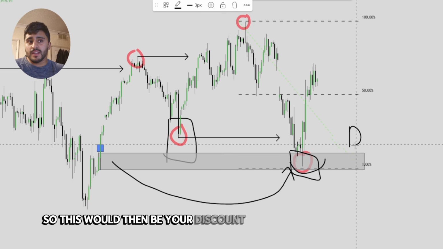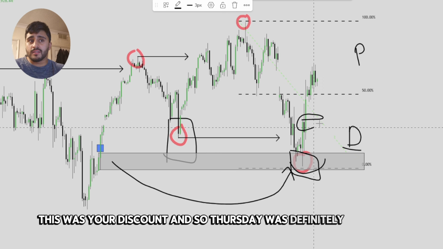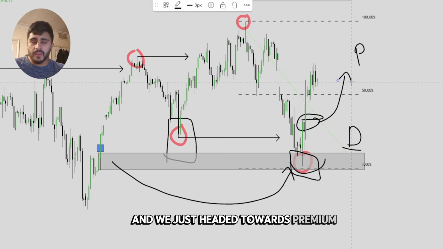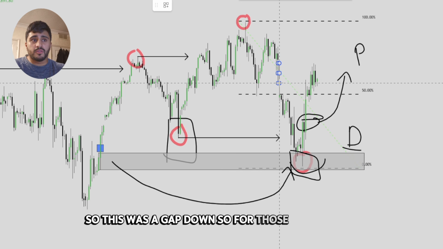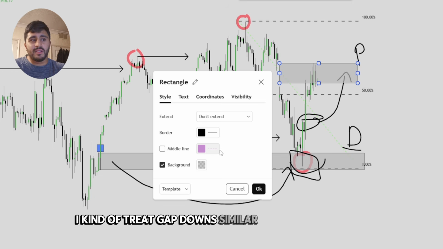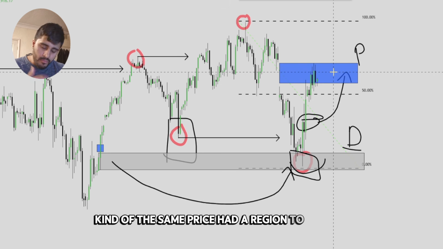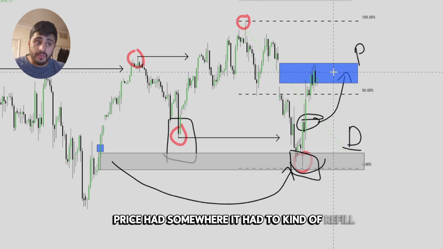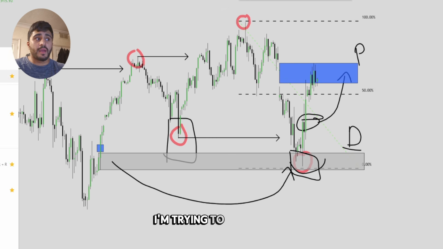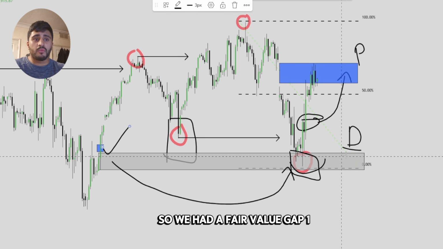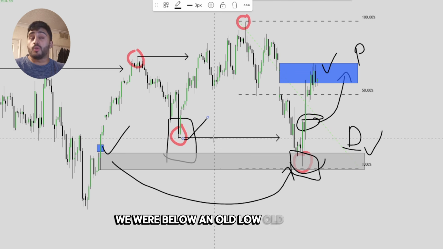So this would then be your discount. So especially on Thursday, right? This was your discount. And so Thursday was definitely in the discount, and we just headed towards premium. Now, another reason is we gapped down on the previous day, right? So this was a gap down. So for those who don't know, I kind of treat gap downs similar to fair value gaps, right? Kind of the same. Price had a region to fill, right? Price had somewhere it had to kind of refill. So just by seeing this, hopefully you can see the story I'm trying to paint here, right? So we had a fair value gap 1, we were in the discount 2, we had a gap over here 3, we were below an old low, sorry, 4.